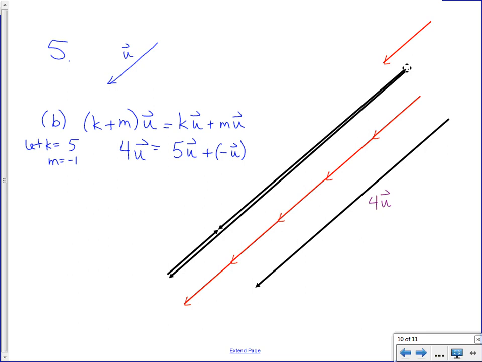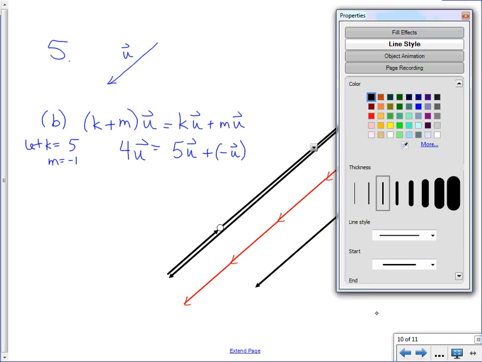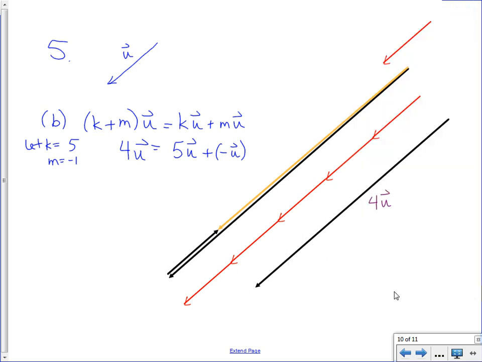Okay? And so this vector right here that I just found, I'm going to change the color, make it orange. So this orange vector, do you guys get that this vector right here that I just drew is 5 times vector u plus negative vector u. That's the orange vector. It's the same length, right guys? You all see how they're the exact same length. They're supposed to be the exact same length. Okay. Human error, I apologize. But you get the idea.